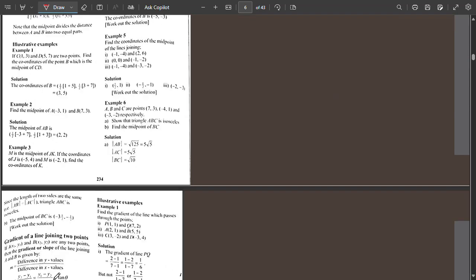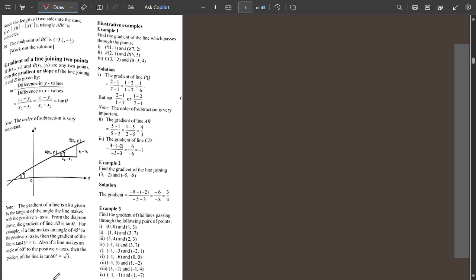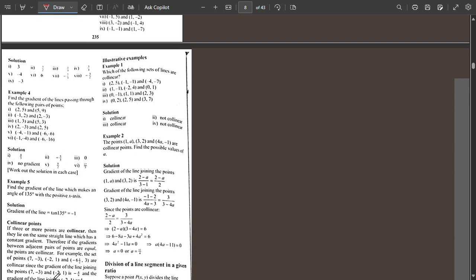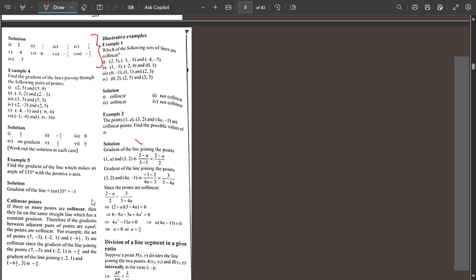Right. So let's move on to the next page. So that's the gradient page. And then the answers are here. So when you are done, you could compare your answers to the answers here. So that's it for gradient of lines.